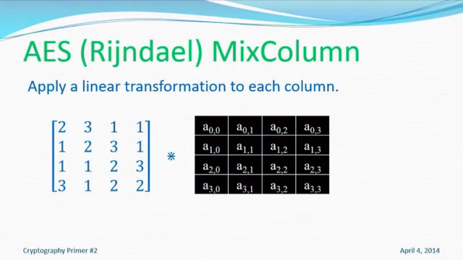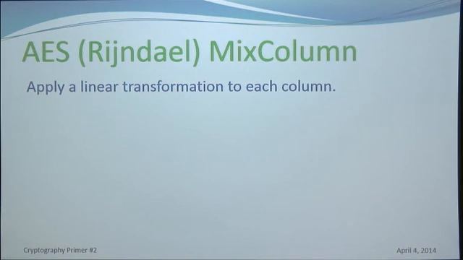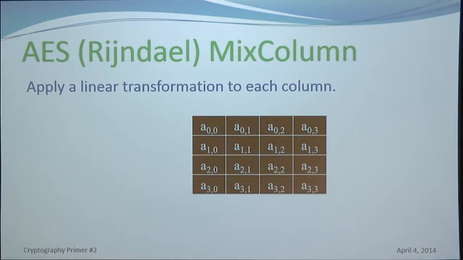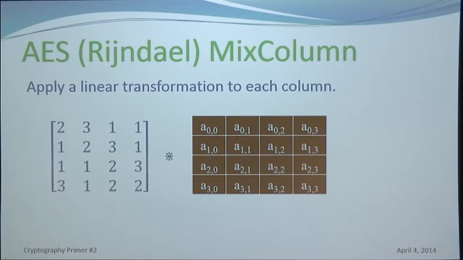Step 3 is a linear transformation on each column. So think of it as sort of like you're taking the columns individually, and you're putting them through a matrix multiplication. But I use this kind of funny symbol because it's not ordinary matrix multiplication. This is matrix multiplication in a Galois field. And I'll talk a little bit more about Galois fields later, although I promise I won't explain what they are unless you really, really want me to, and I don't think you do.